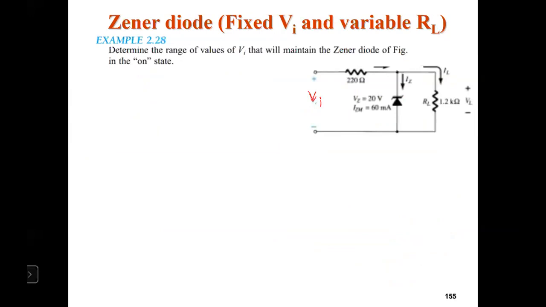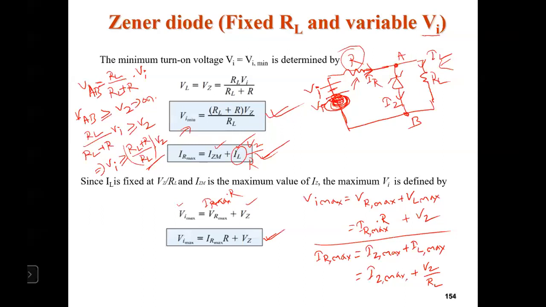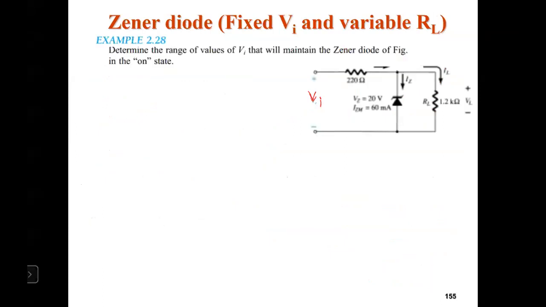Vi min has a formula. Okay, first formula: there is (RL plus R) by RL. So you apply that one. Just do this one. So you have to find out this thing. Vi min is equal to, you use this formula, (RL plus R) by RL into VZ. Okay, you can put all these values.